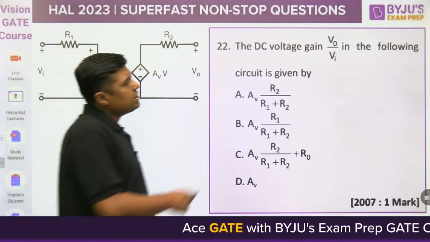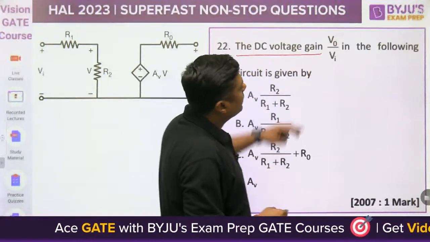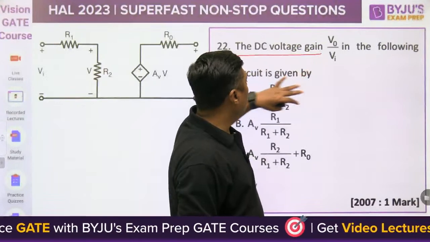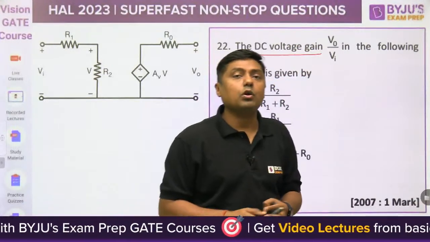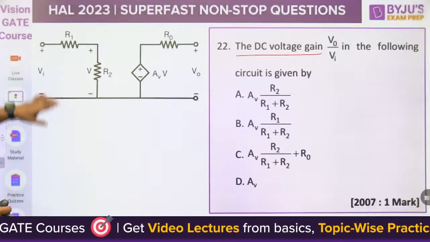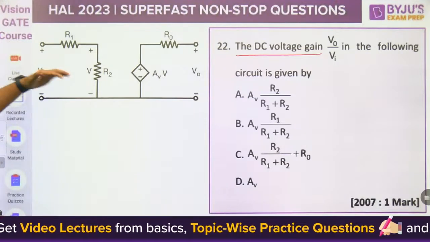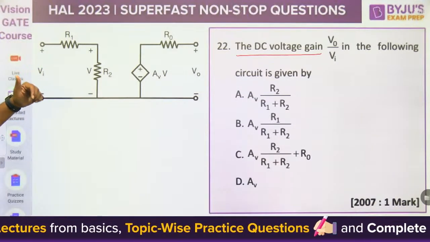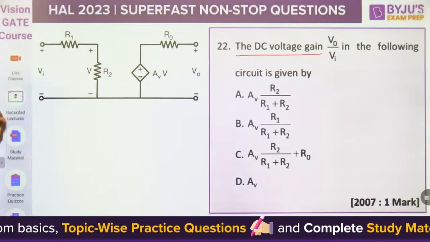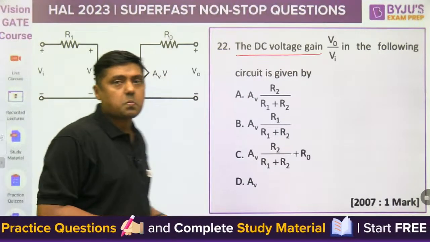Now the DC voltage gain. What is written here? DC voltage gain V0 by Vi in the following circuit is given by. What is the DC voltage gain? This is R1, this is the V, this is Vi, the input. Voltage gain means V0 by Vi. So which answer is correct? A, B, C or D? Watch the answers carefully and give me the answer.